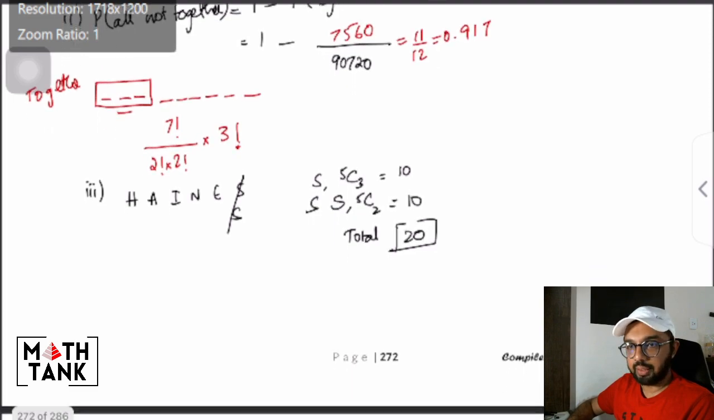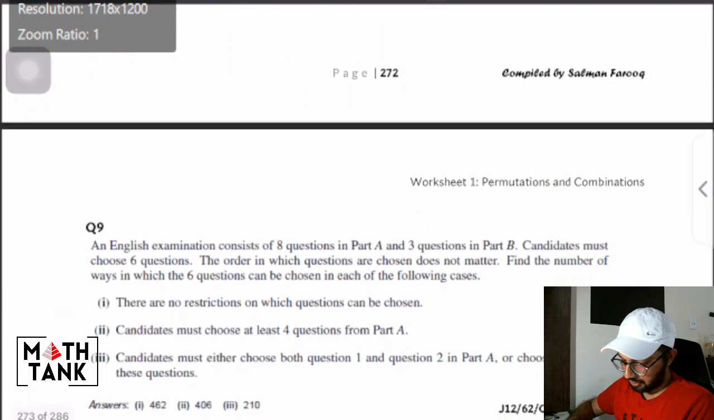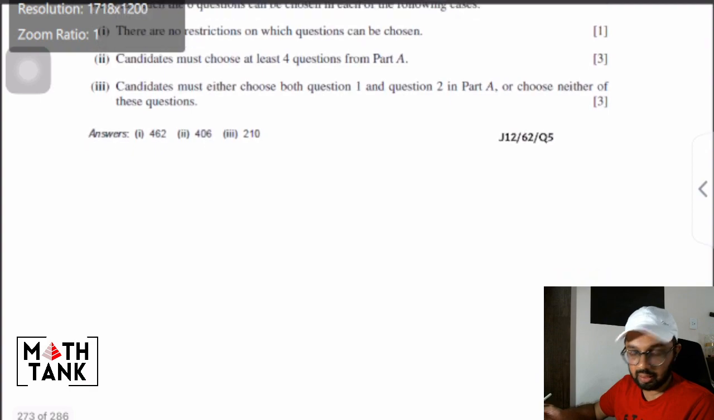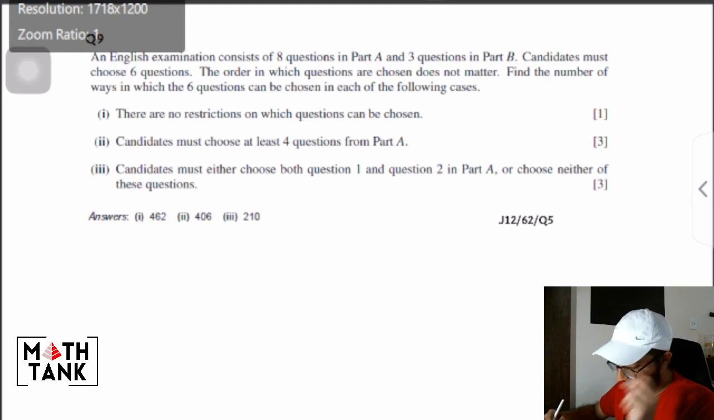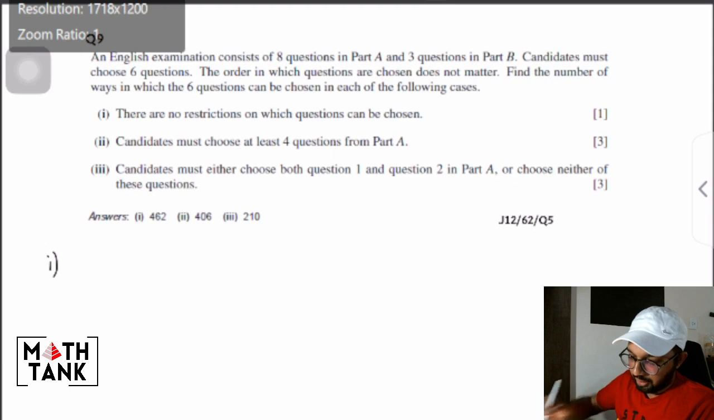Okay, moving on quickly. Question number 9 says an English examination consists of 8 questions in part A and 3 questions in part B. Candidates choose 6 questions. The order in which questions are chosen does not matter, so I'm just choosing them, and I'm assuming the questions are different. Find the number of ways in which 6 questions can be chosen in each of the following cases. There are no restrictions on which questions can be chosen.